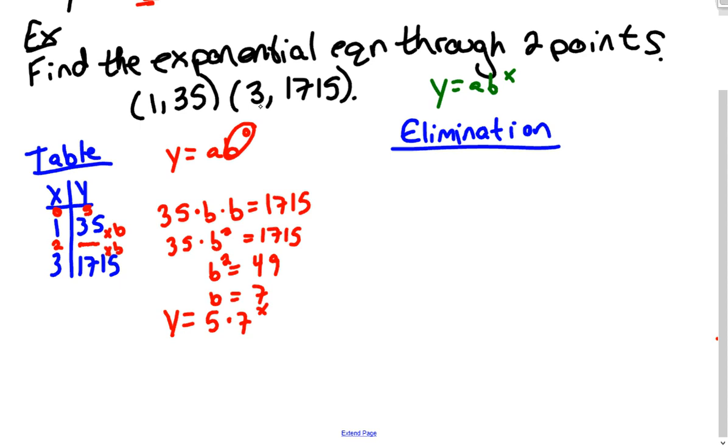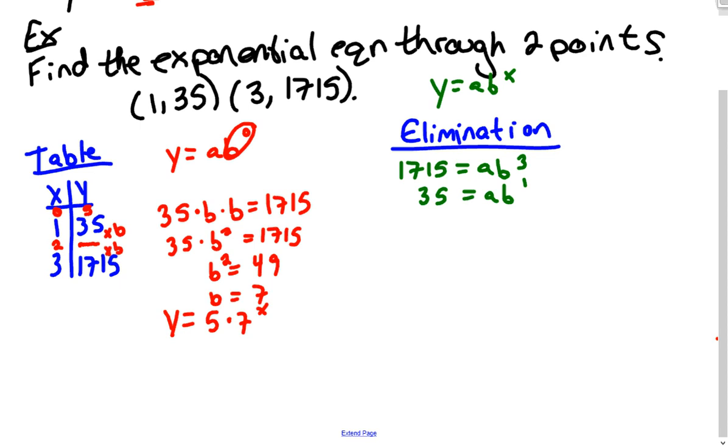What you need to do is pick the bigger x value. So substitute 1715 in for y. That equals ab cubed. And then substitute 35 in for y, and that's ab to the first. Now you can hopefully see that a and b are attached by multiplication.